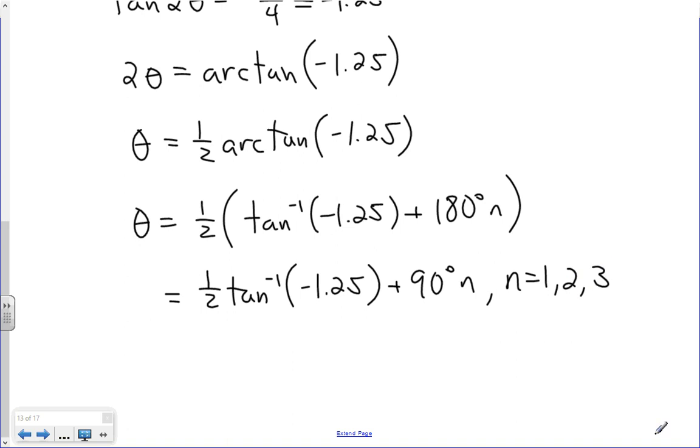There's our answer. And you'll leave your answer in that form just like that. Write an answer that's in terms of n, and then figure out what values of n you've got to plug in to get the solutions that you're looking for.